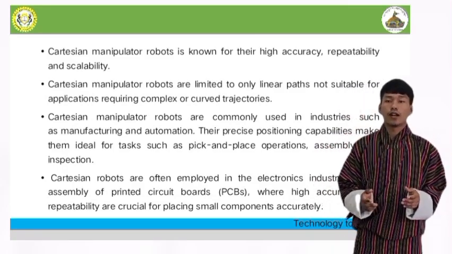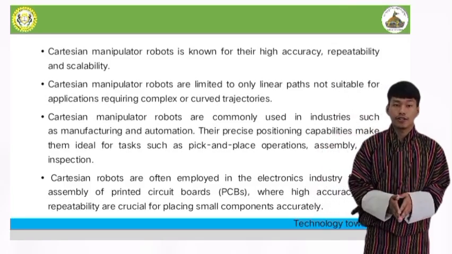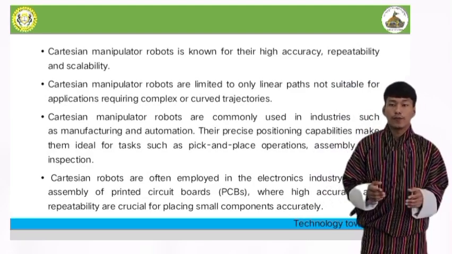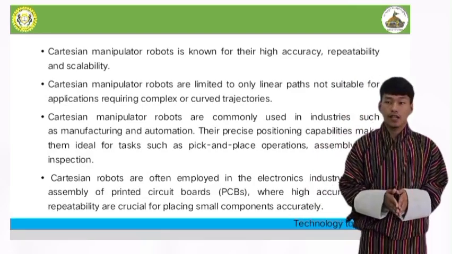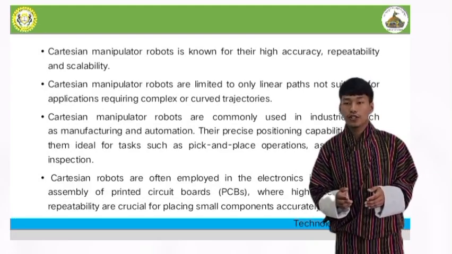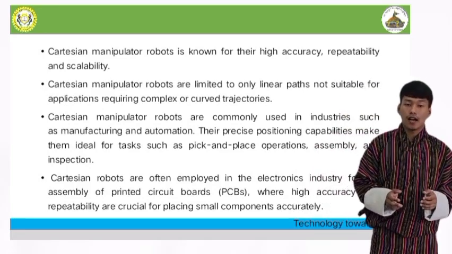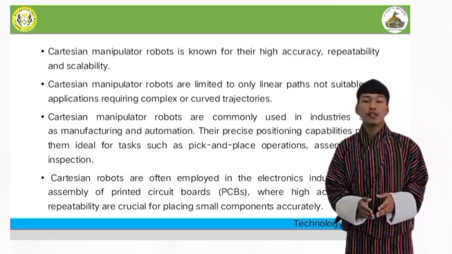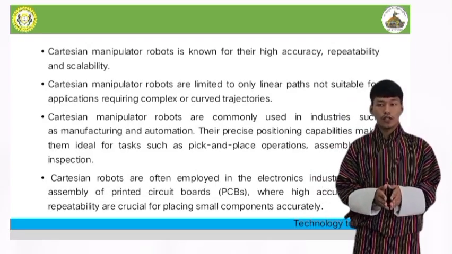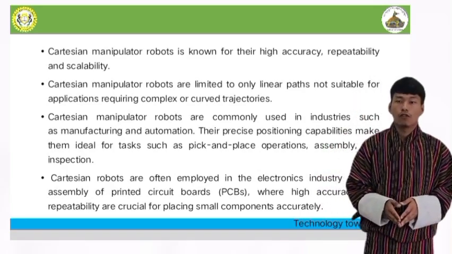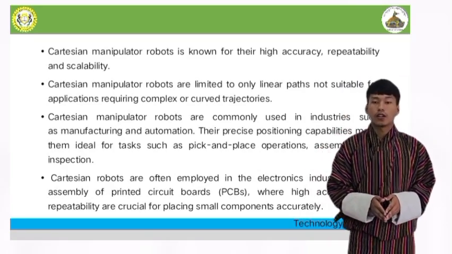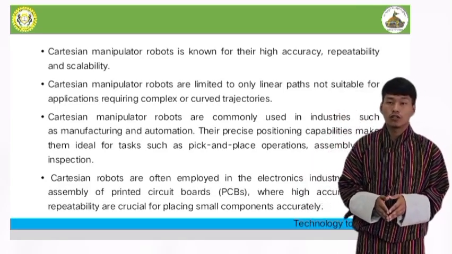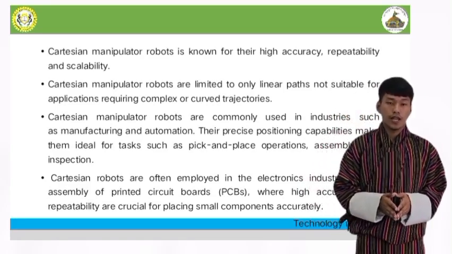These robots are commonly used in industries such as manufacturing and automation because their precise positioning capabilities make them ideal for tasks such as pick and place operations, assembly, and inspections. Cartesian robots are often employed in the electronics industry for assembly of printed circuit boards, where high accuracy and repeatability are crucial for placing small components accurately.